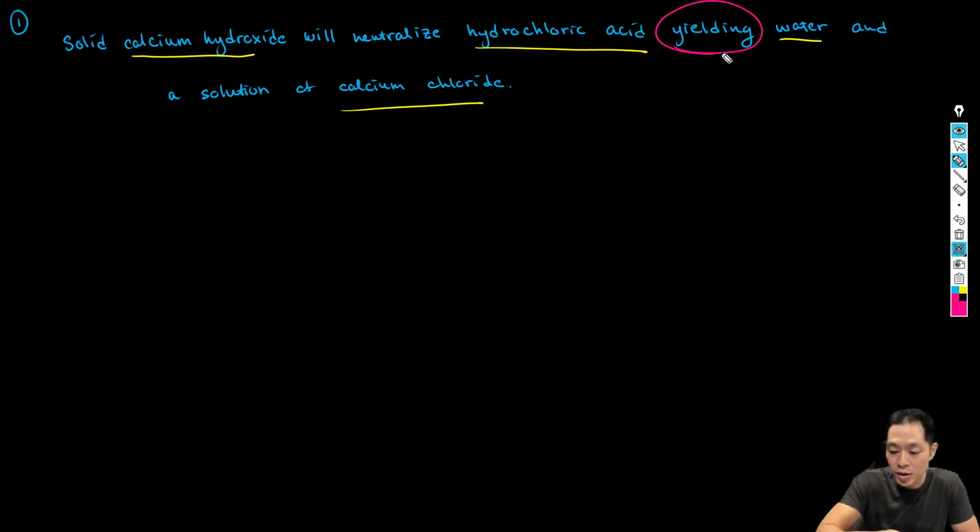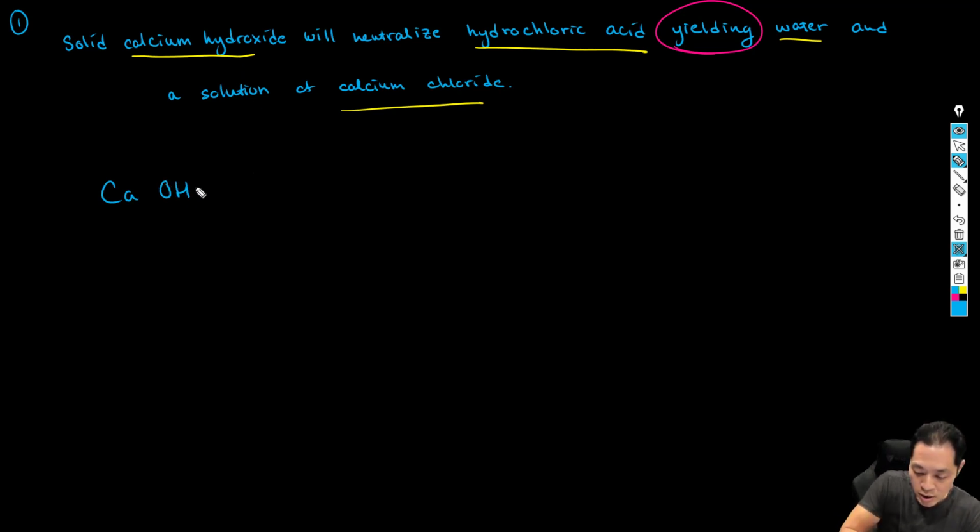So what I'm going to do is I'm going to write each chemical, and then I'm going to write an arrow in between, and then what we want to do is figure out how to balance the equation. So first, let's just write it all out, not worrying about balancing the formula or the equation. So I'm going to have calcium, Ca, and I'm going to have hydroxide, which is OH. Then I'm going to have hydrochloric acid, which is just HCl. And then we have yield, which is our arrow, water, H2O, and solution of calcium chloride.